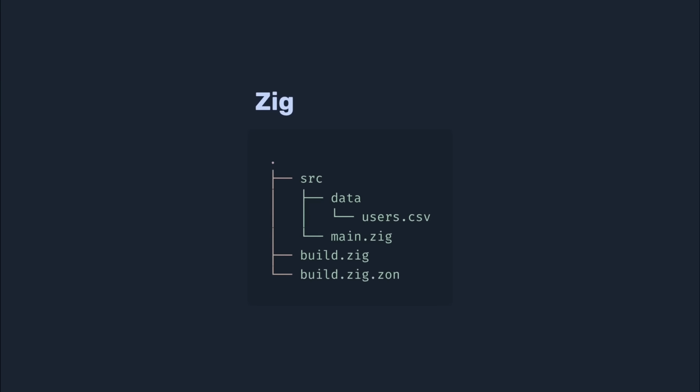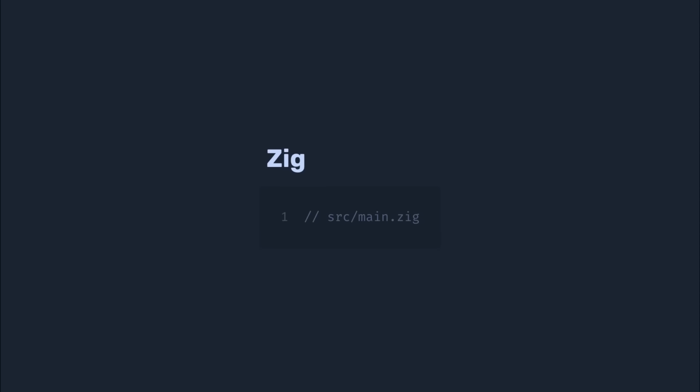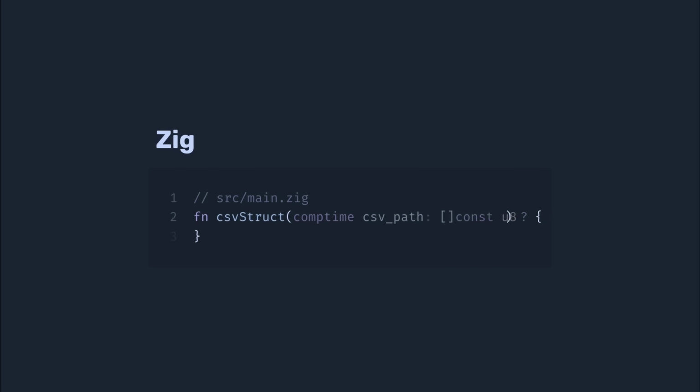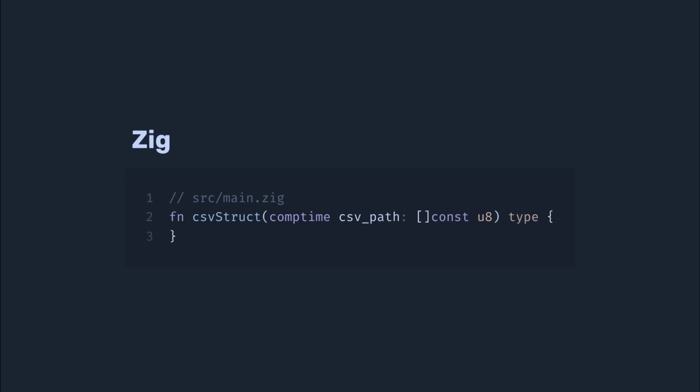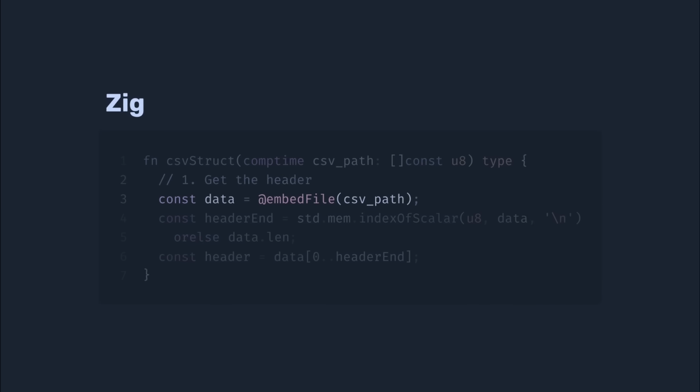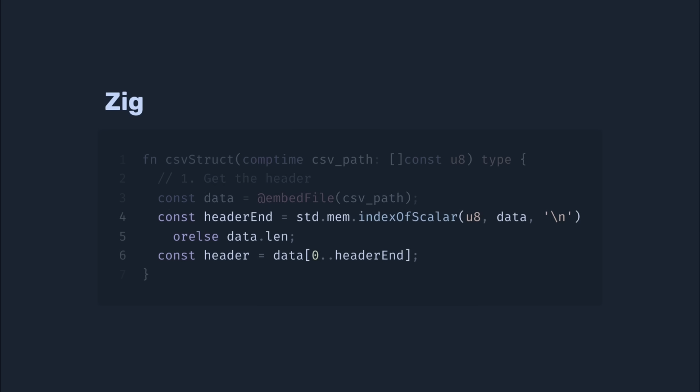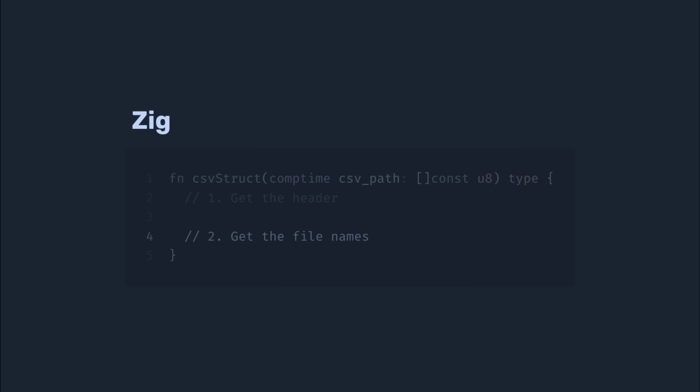Let's see the Zig one. The file tree is simpler, and it's all done in a single Zig project now. Usage is, again, as I showed you before. Let's see the implementation. First, we define a regular function, getting a path to the CSV file and returning a type, our struct. Inside the function, we're reading a CSV file and getting its header. Then we're splitting the header into field names.